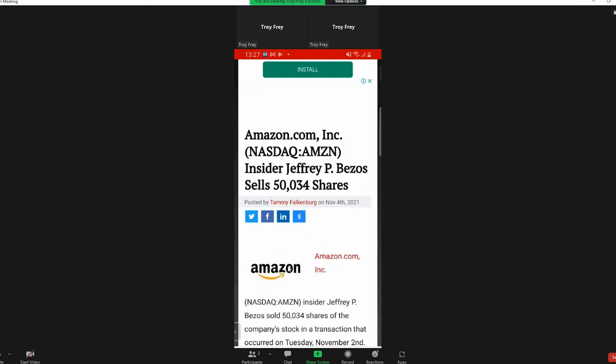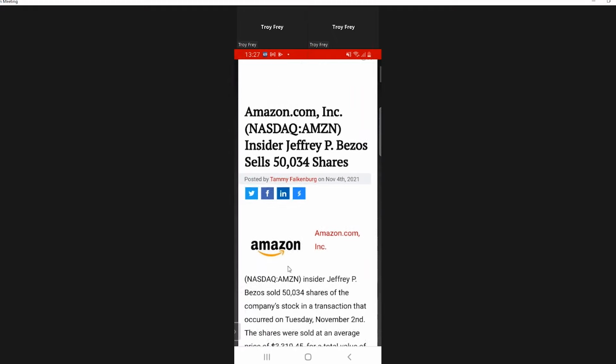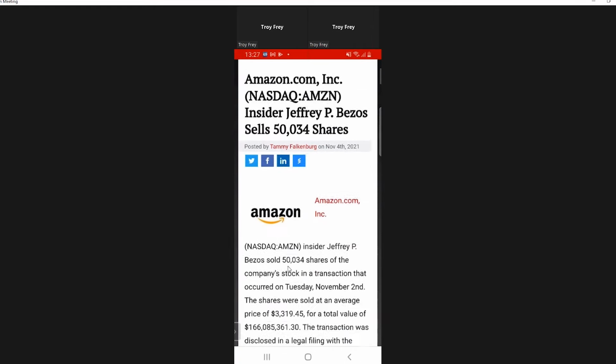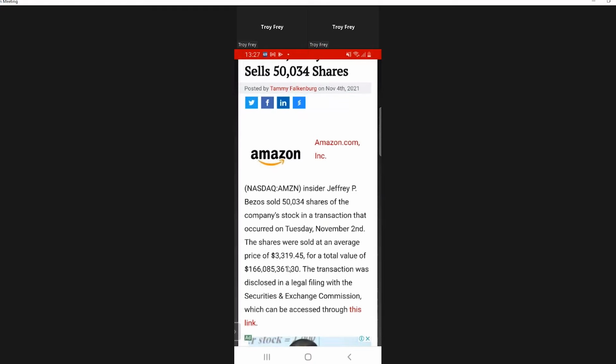There's the article. Amazon Incorporated, insider Jeffrey Bezos sells 50,000 shares. If you're ready to trade on Amazon today, you just got the most up-to-date information about Amazon right there from the app. That's a big deal. Bezos sold 50,000 shares, and you can read the article and see what's going on with Amazon. So the fundamental news is right there in the app and on our web trader platform as well.